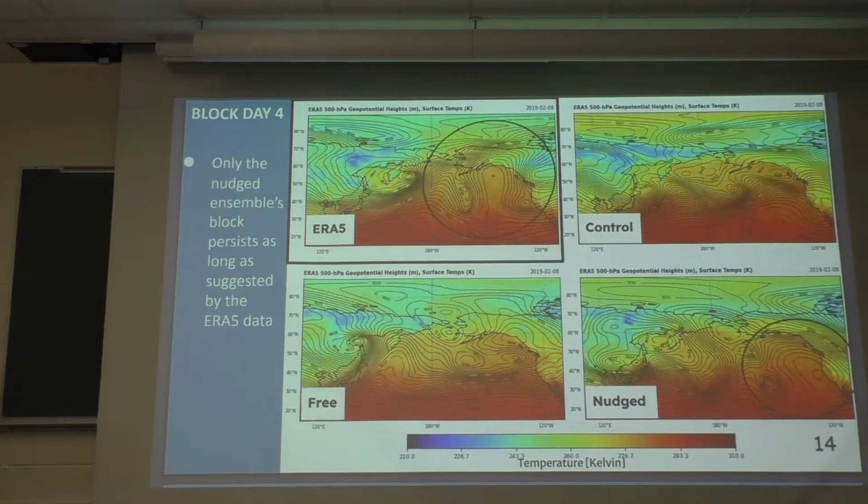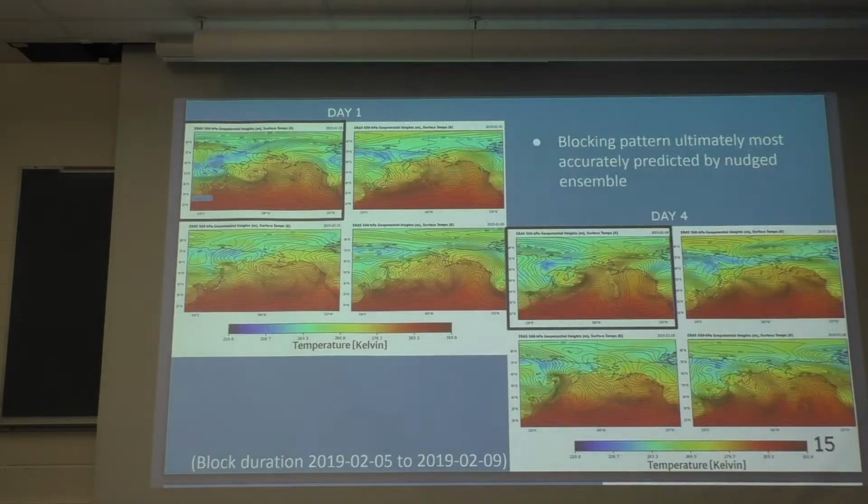And this here is the last day of the block, and as you can see here, only the nudge ensemble's block seems to persist as long as suggested by the Area 5 data, although the axis does tilt a little westward and doesn't seem to be as well developed. The nudge surface temperatures also appear now to be the most accurate compared to the Area 5 data.